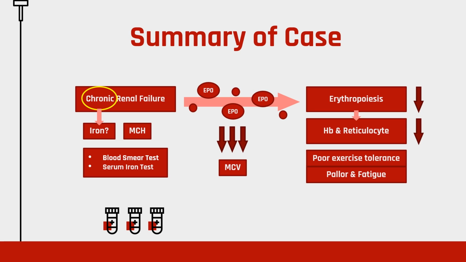One last thing to note is that we categorize this anemia as severe normocytic normochromic anemia because the MCV, the mean corpuscular volume, falls between 80 to 100 femtoliters, which falls under the classification of normocytic.